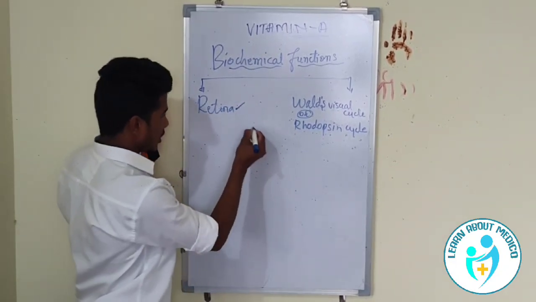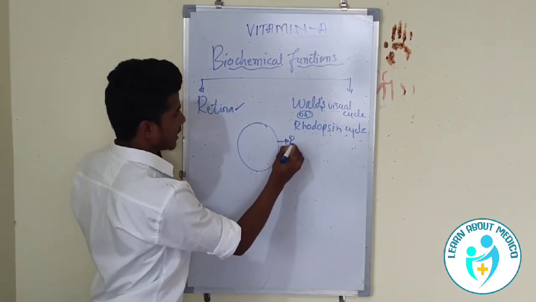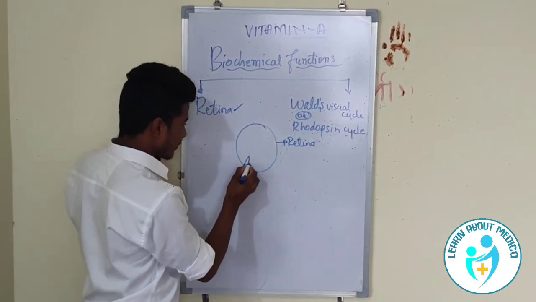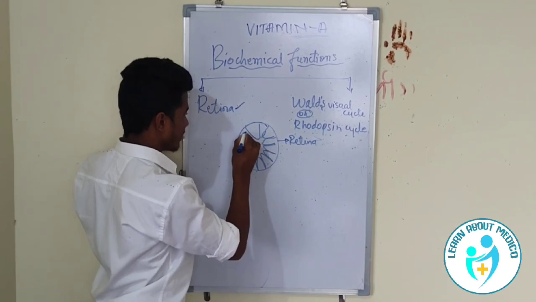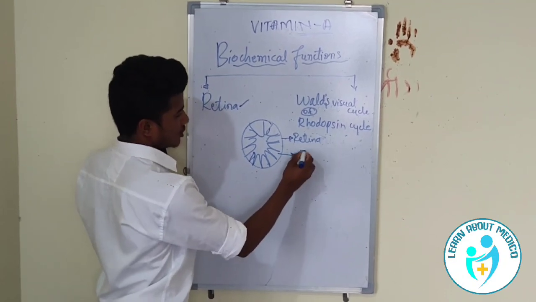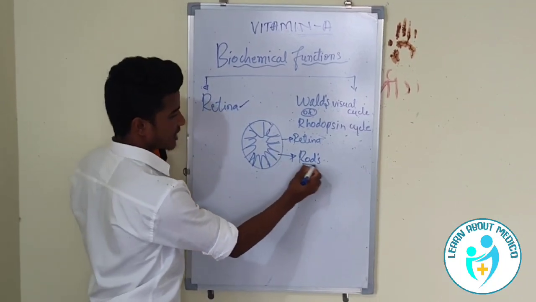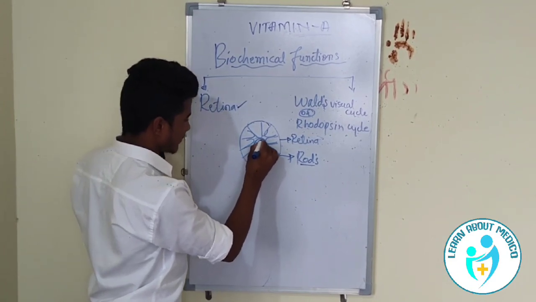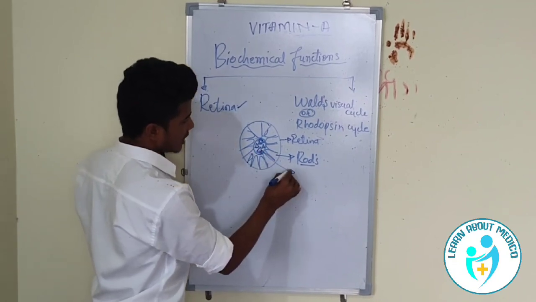First, we discuss the retina of the eye. This is the structure of the eye; assume this is the retina of the eye. In the peripheral part of the retina, there is a kind of cell called rods. And in the center part, there are conical-shaped structures, these cells are called cones.